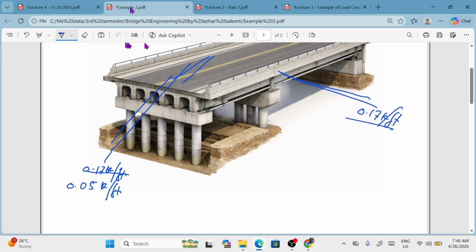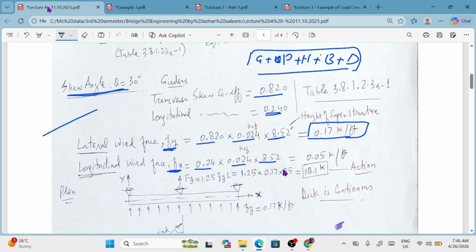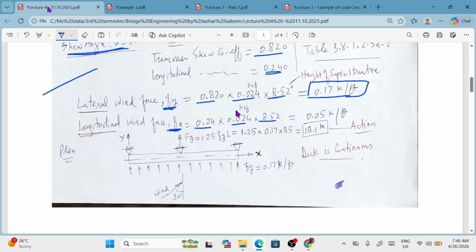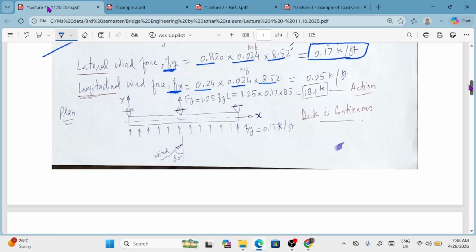So we have calculated these forces, and we will convert them into loads by multiplying by the height and dimension. This is the plan of the bridge, and these are the supports. Fy is equal to 1.25 Fy times the whole length. So 1.25 multiplied by 0.17 multiplied by the tributary length is 18.1 kip in action, and its reaction will be negative 18.1 kip.